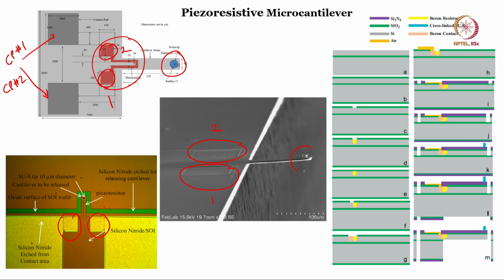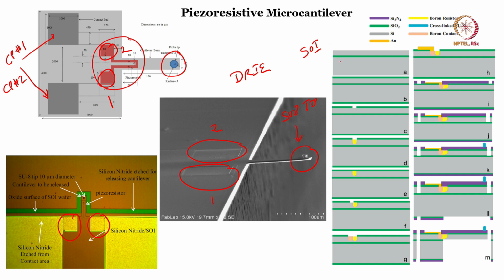You can see there is an SU8 tip, and you will appreciate the fabrication technique because we have used deep reactive ion etching, and you can see a completely released cantilever. So you start with an SOI wafer, which is silicon on insulator. There are certain colors here. Silicon nitride is purple, silicon dioxide is green, silicon is grey, gold is of course gold color, boron resistor is yellow, cross-linked SU8 material is blue, boron contact is orange in color. So orange or light pink, whatever you want to say.